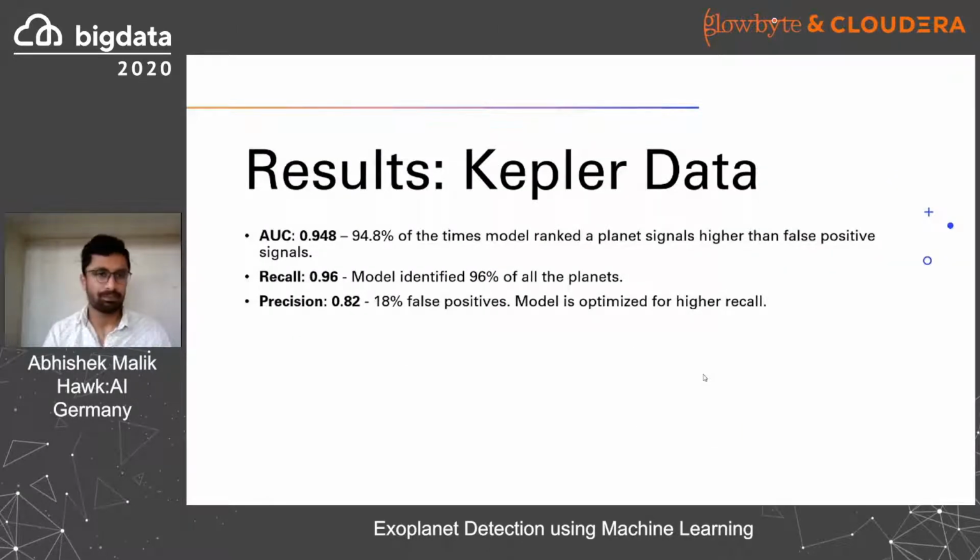Now, what kind of results did we get? We got an AUC of 94.8. That means that this time it's even higher, and almost 95% of the time, the model ranks the planet signal higher than the false positive.